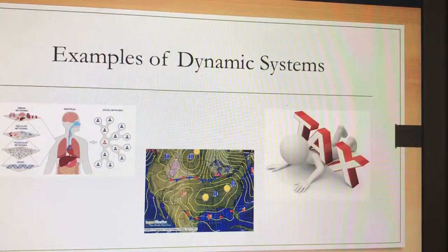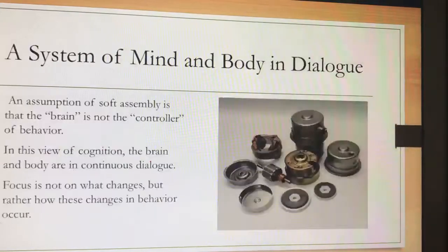It is a system bringing mind and body into dialogue. It is an open system where the three components are free to interact with each other in soft assembly. What that means is that the brain is no longer the controller of behavior. And in this view of cognition, now the brain and the body are in continuous dialogue. So then, the focus is not on what changes, but rather how these changes in behavior occur.